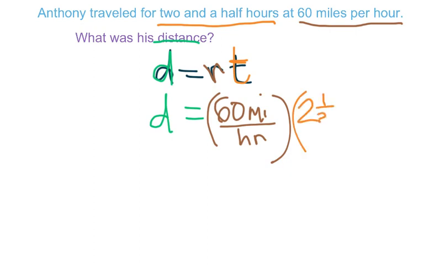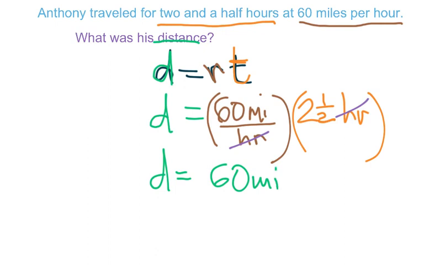Now, in a recent lesson, we saw that we're able to cancel units. So this hour and hour, I'm able to cancel out right now. And then I'll rewrite my statement that D is equal to 60 miles. And then remember the crucial first step. Whenever I multiply mixed numbers, I have to turn them into improper fractions. So 2.5 would be 5 halves.